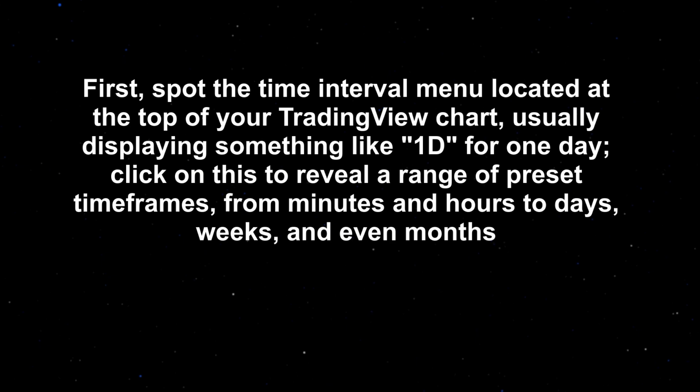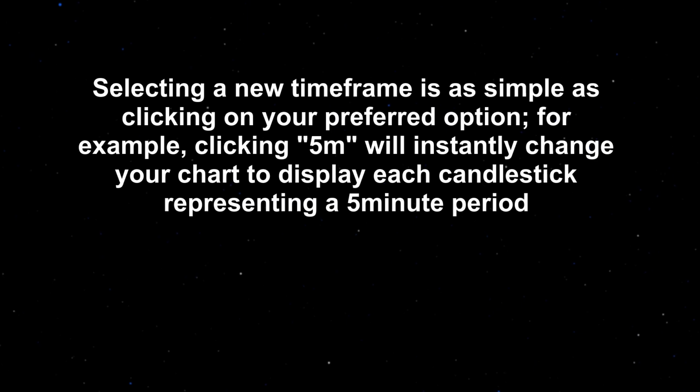Click on this to reveal a range of preset timeframes, from minutes and hours to days, weeks, and even months. Selecting a new timeframe is as simple as clicking on your preferred option. For example, clicking 5 minutes will instantly change your chart to display each candlestick representing a 5-minute period.